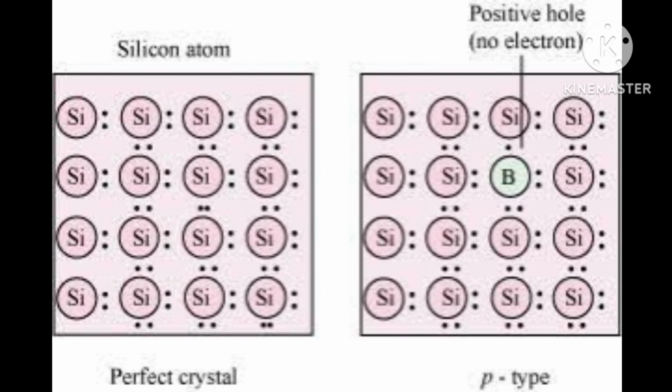Then see, two types of charge are created. The electron is moving towards the positive electrode, and this positive electron hole will move to the negative electrode. This type of semiconductors are called p-type semiconductors. P means positive. I will try to send some diagram.